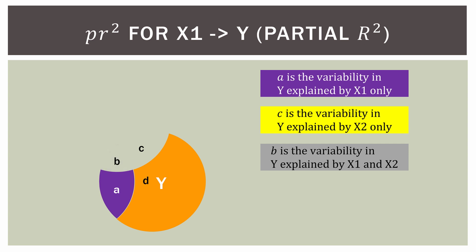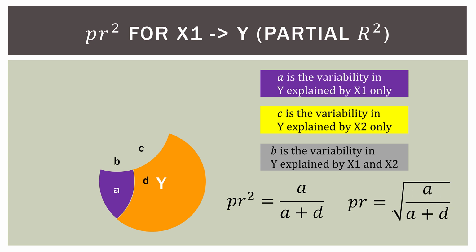We chomp out anything that was part of X2. So the partial R squared is A divided by A plus D. So A plus D is the total area here, and then A is just a proportion of that area. See the difference? And of course, we take the square root to find the partial correlation. So we have partial R squared here and partial correlation over here on the right. And we partialed out anything that wasn't part of just X1 and the dependent variable. So we partialed out X2 from both X1 and Y.